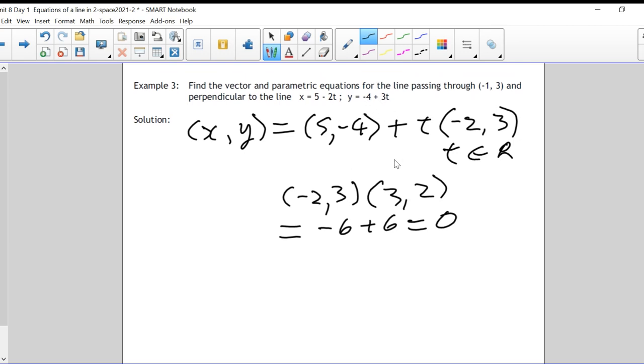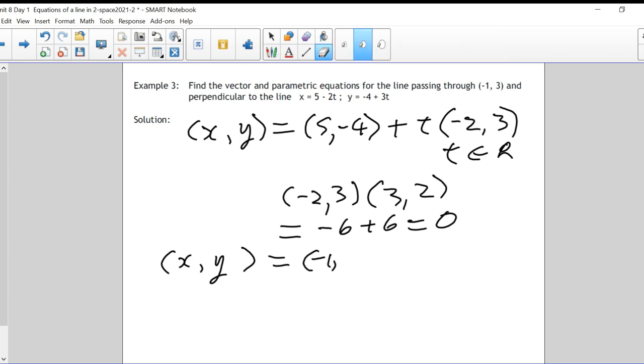So I'm now ready to write my equation, right? Because anybody remember now that this line has to pass through the point -1, 3 and is perpendicular. Well, we already found what the direction vector is that we needed. So all we need to do now is to write the equation. So here comes my equation. This is the vector equation 1. And what point are we going to use? We're going to use a point that we got in the first place, the -1, 3.